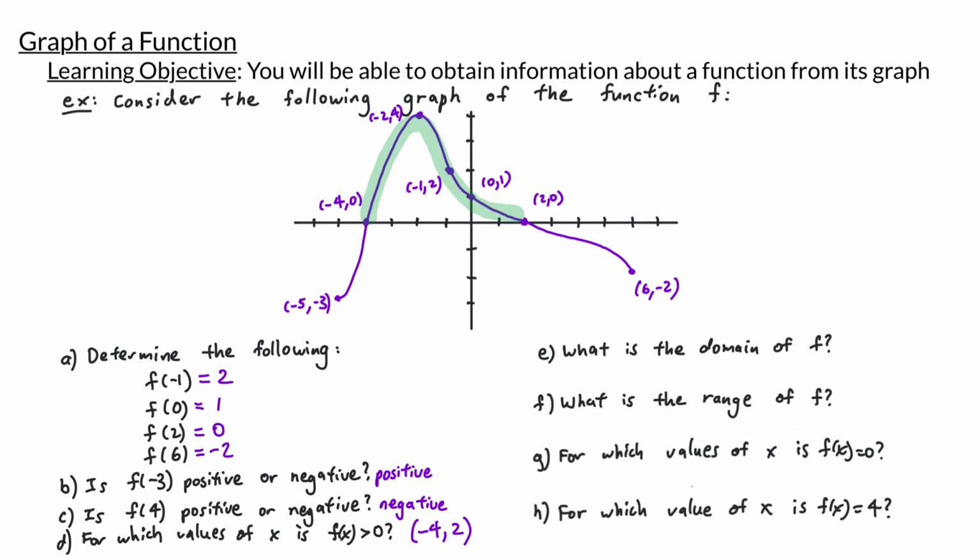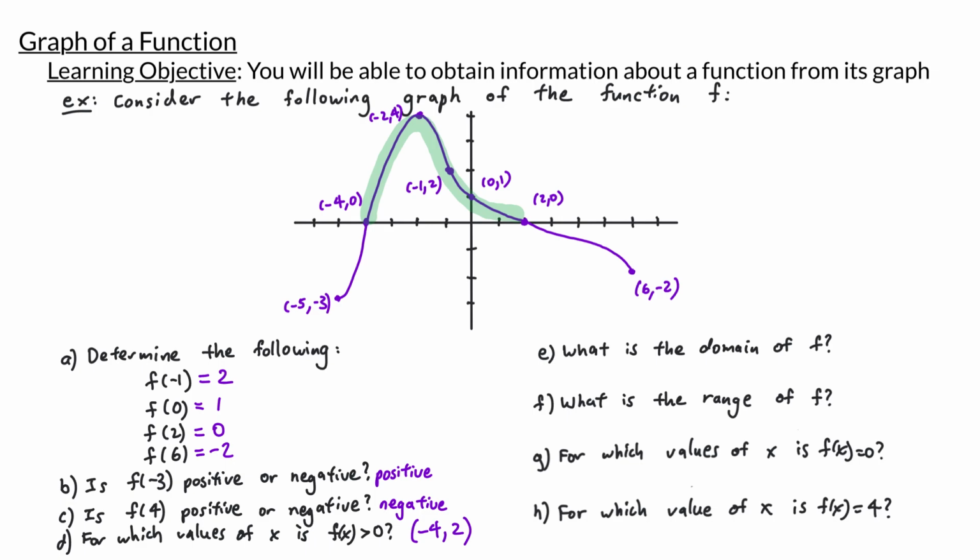In part E, we want to find the domain of our function f. Remember that the domain of a function are the inputs to the function, and the inputs correspond with the x-coordinates of the points on our graph. So let's look at the points on our graph and see what x-coordinates we have.